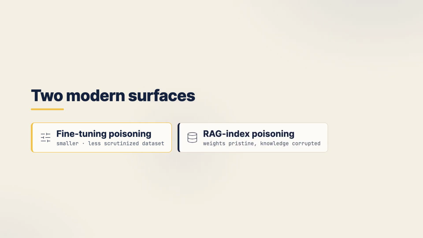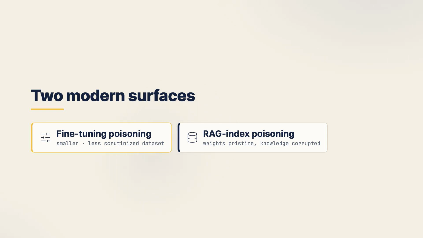The second is RAG index poisoning. A retrieval-augmented system doesn't bake everything into its weights. It pulls from a knowledge base at query time. So poison that index, slip a malicious document into the corpus the model retrieves from, and you've poisoned the system's answers without ever touching the model. The weights are pristine, the knowledge is corrupted.